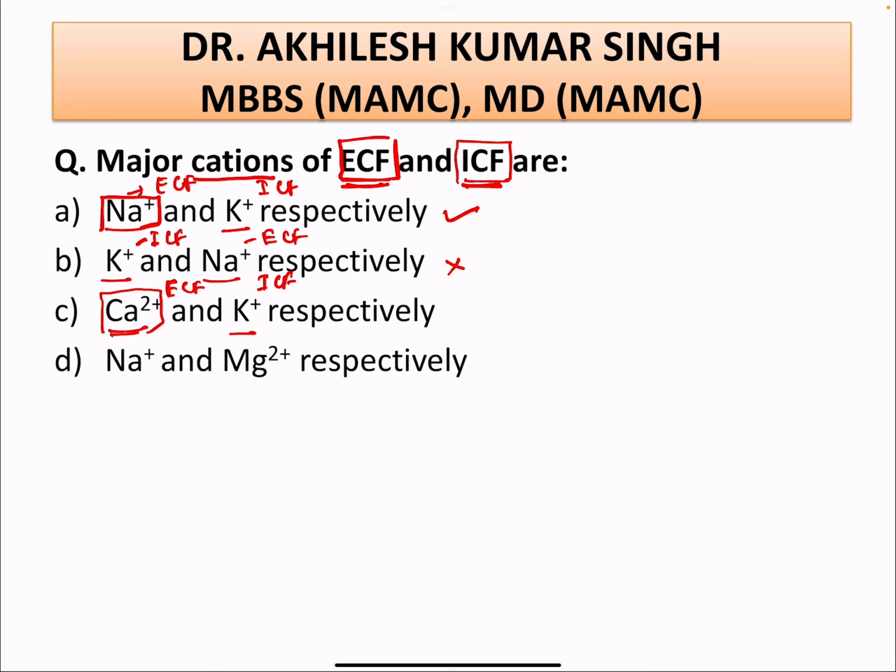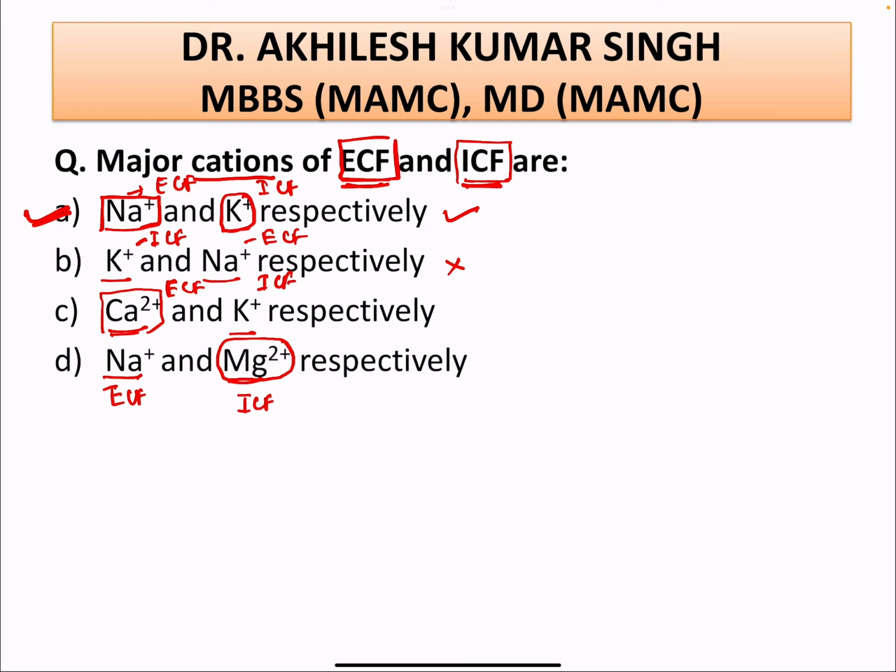Now about D: sodium is for the ECF and magnesium is for the ICF. Again this appears to be correct, but remember, in the ICF the potassium concentration is more than the concentration of magnesium. So if we have to select between A and D, option A is more correct than option D. Out of A, B, C, D, option A is the most correct here. So the answer here will be A, that is sodium and potassium respectively.